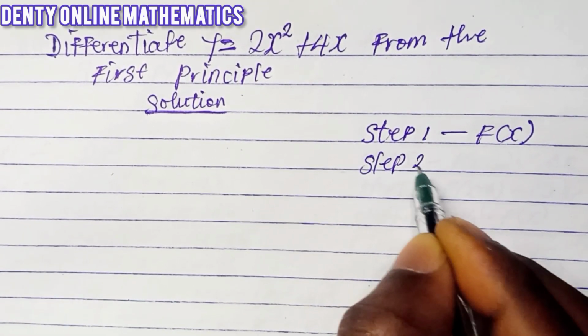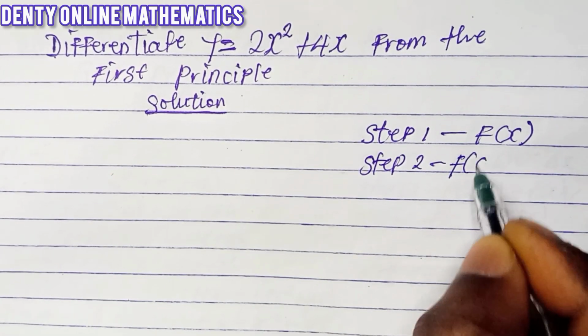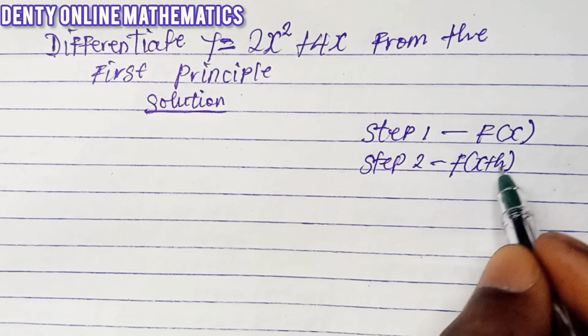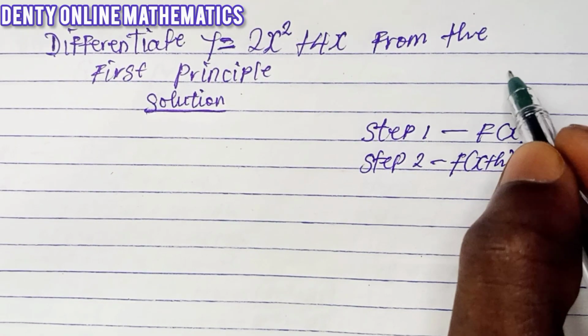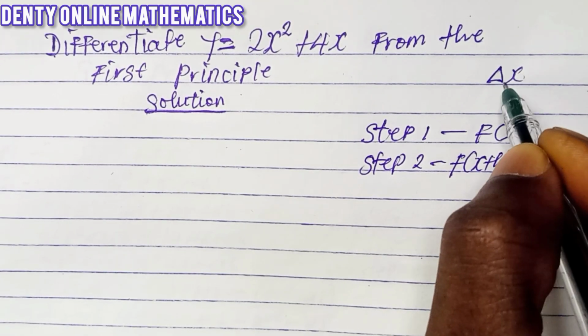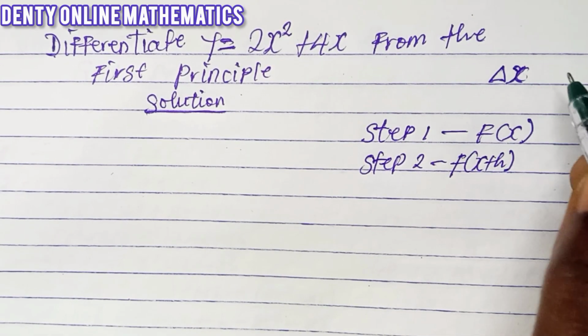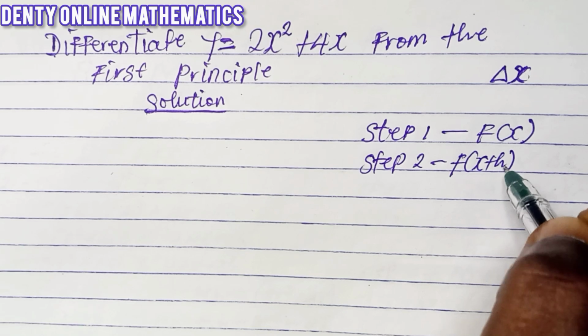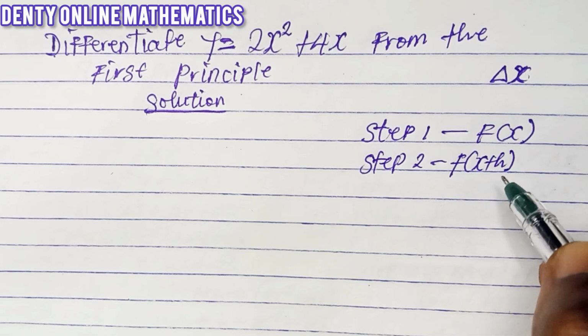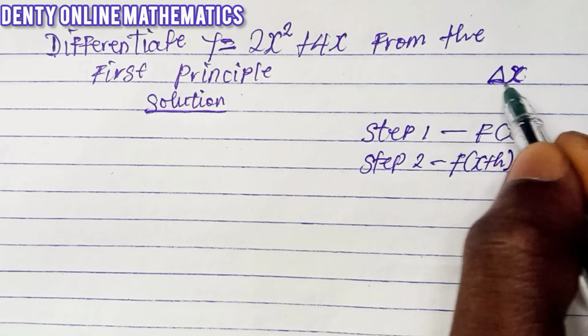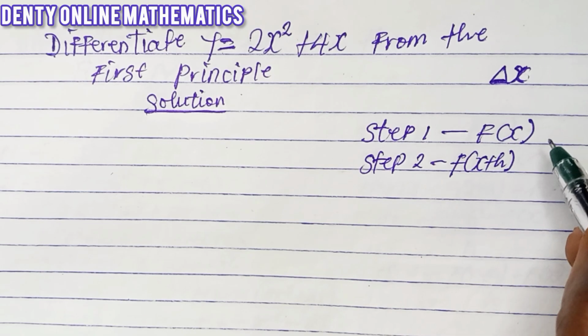And then step 2 means you're going to bring out f of x plus h, where h stands for delta x. Delta x can also be written like this. It also means change in x. So in place of h, you can replace it with delta x, because most textbooks use delta x also. So you can use delta x or h as well.